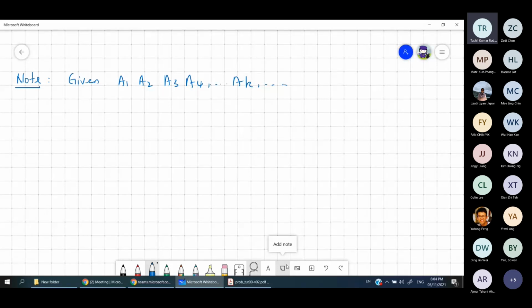Okay, so first of all, step number one, we compute our Bn. So Bn is just equal to the union, all right. So Bn is the union of all the Ak with k running from n to infinity. So if we use this formula, then we can calculate.